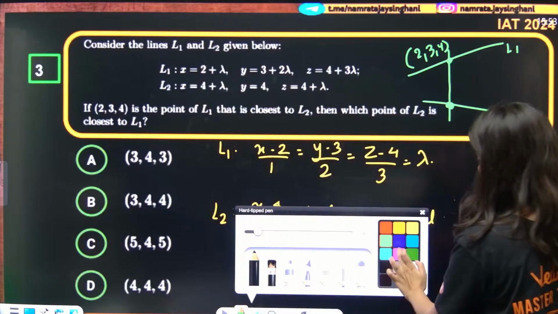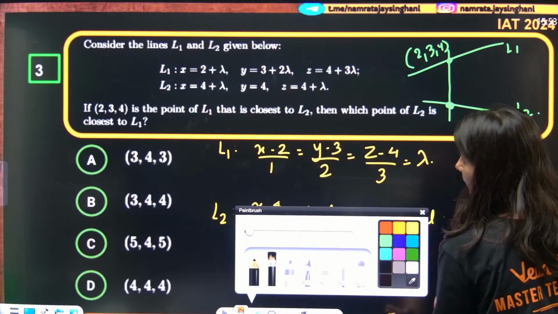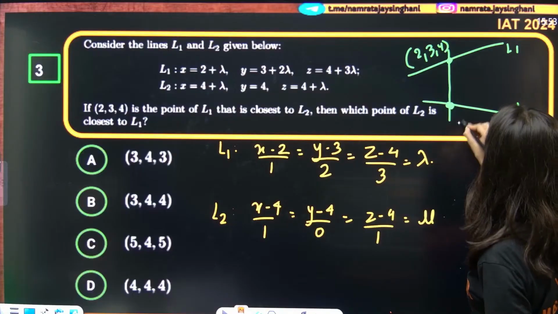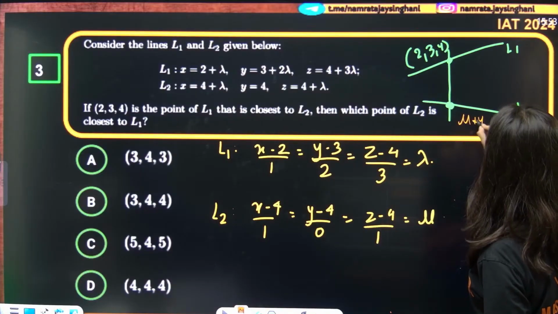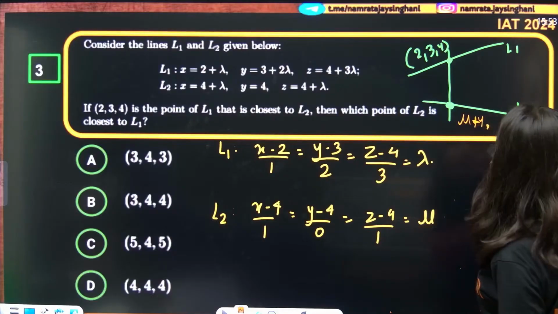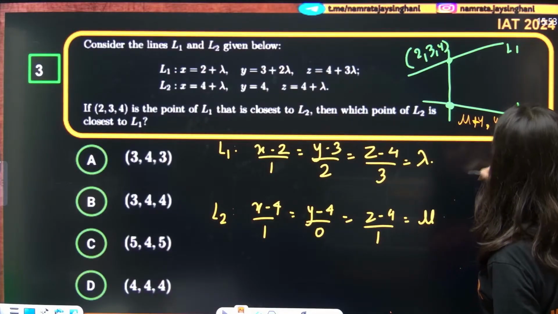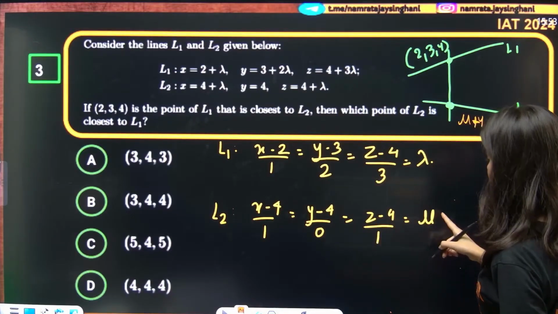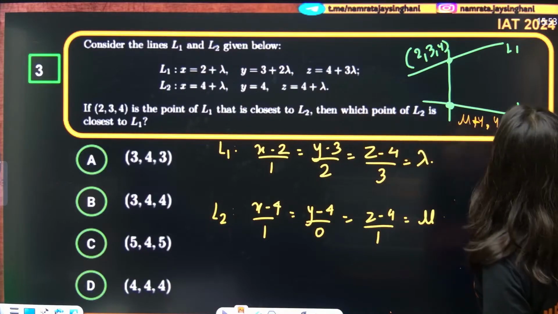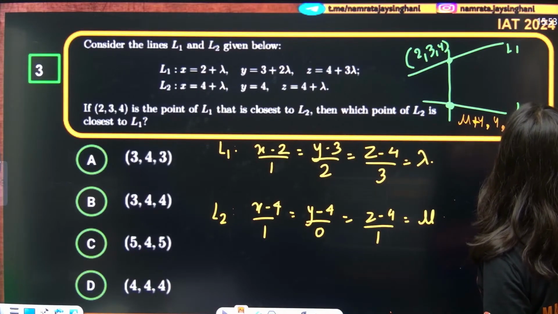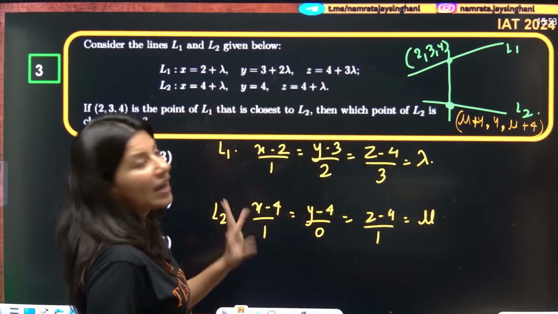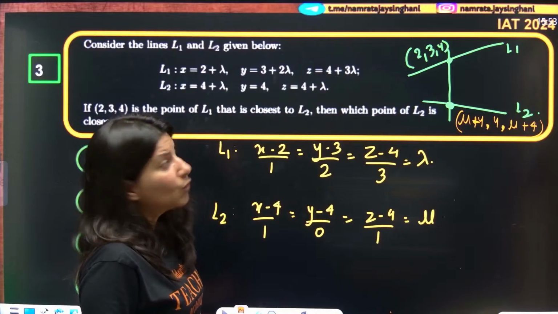So let's do that. So the point on L2 will be (mu plus 4, 0 plus 4, mu plus 4). Correct? This is given only. Mu plus 4 is the point which is lying on L2. Now we just need to know the value of mu. How to get the value of mu?